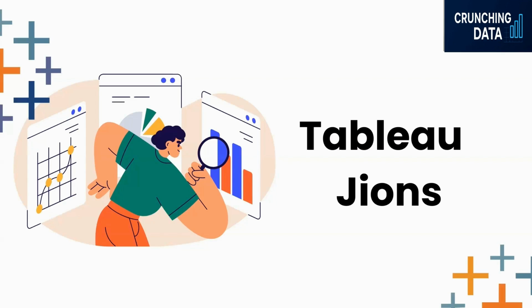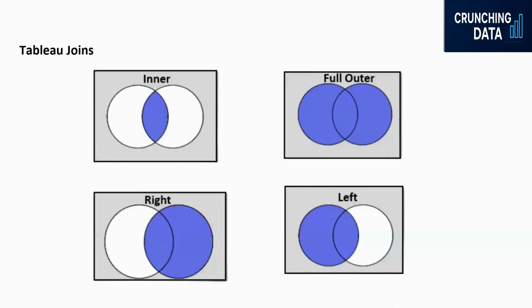The spelling of joins is J-o-i-n-s. Now, if we are talking about joining in day-to-day language, joining means combining two or more things. In Tableau, we can perform four types of joins. Here, with the help of a Venn diagram, we will see these joins. The first one is the inner join. The second one is the outer join. The third one is the left join, and then we have the right join.